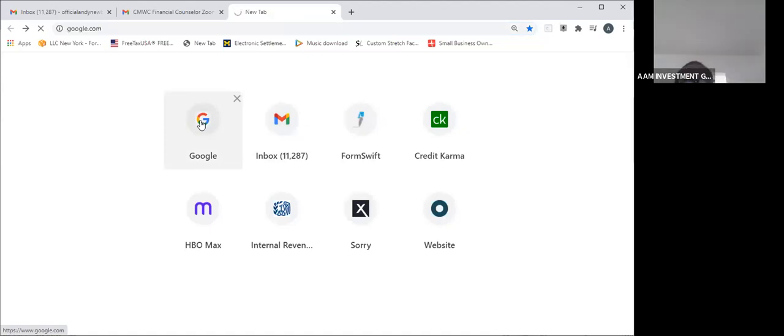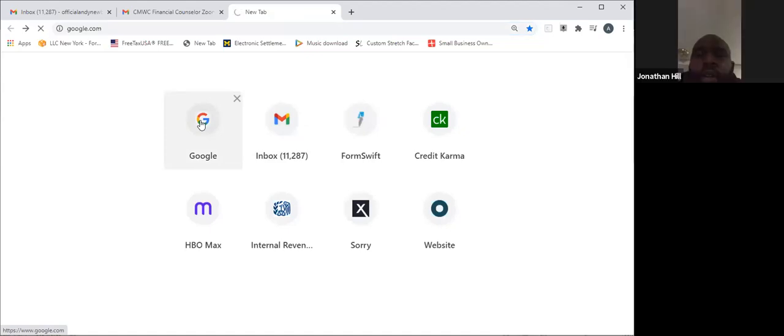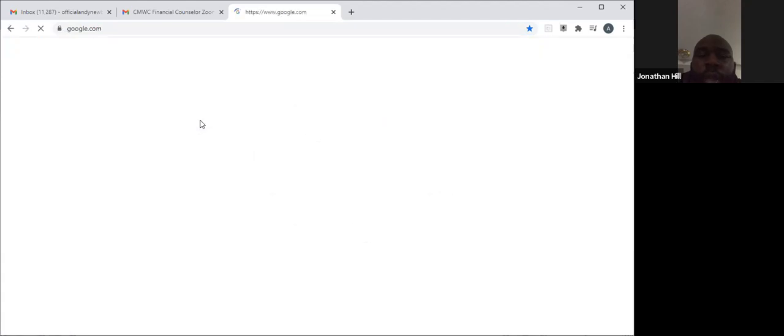What screen do you guys see? I see the screen where it got like your Google stuff on it. Okay, good, good.